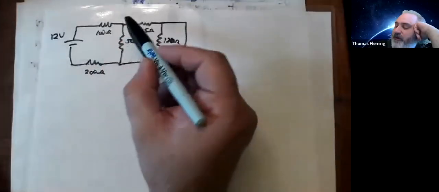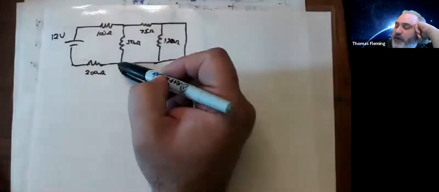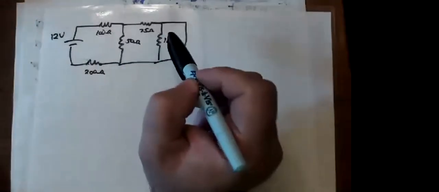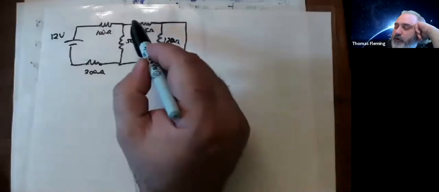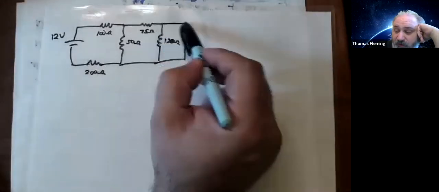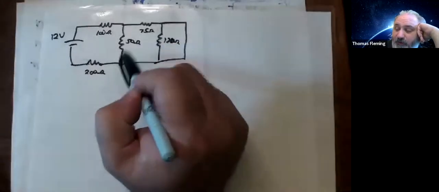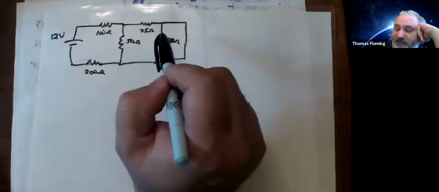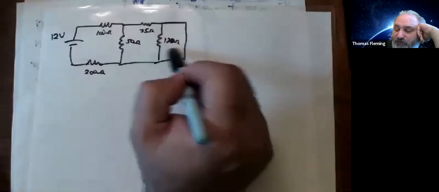The reason they're not is because if I go through the 50, I don't just go through the 120, I got to go through the 75 also. But the 75 is not in parallel with the 120, because I could go through both of those, but I don't have to go through both of those. I could go through this and here instead. So I can't combine the 50 and the 120 till I deal with this guy, and I can't deal with this guy until I deal with this thing.